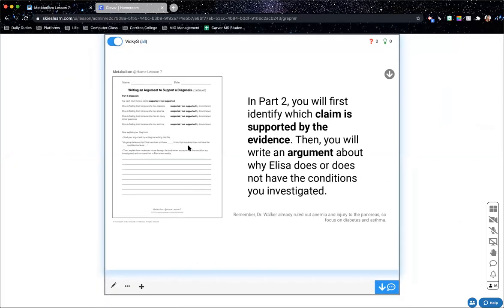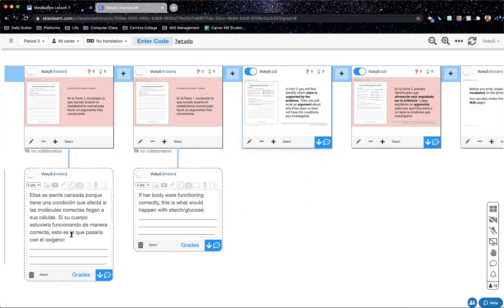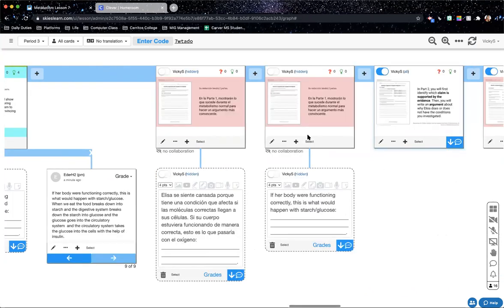We're already done. I just need to remind you guys about our key concepts over here, and then we are done. In part 2, this is next week, you will identify which claim is supported by the evidence. We already wrote our evidence. And then you're going to write an argument about why Elisa does or does not have the conditions you investigated. So we're going to go through, like, does she have diabetes? Does she have anemia? Does she have injury to pancreas? Does she have asthma? We're going to go through that next week. And then you're going to use your evidence, which is what we wrote right here, about oxygen and glucose. Oh, I think she has asthma because, blah, blah, blah. So we're going to do that next week. I'm just going to tell you guys about that.